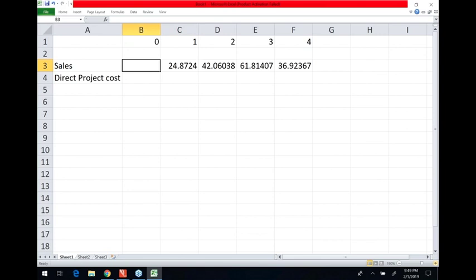Now let's discuss the direct project costs. We are being told that the direct project costs are growing by 4%. So it's going to be 13.82 multiplied by 1.04. That is what it is going to be for time period 1.